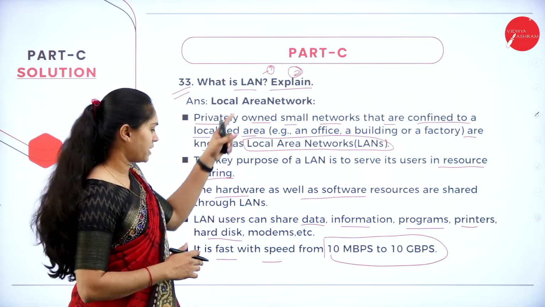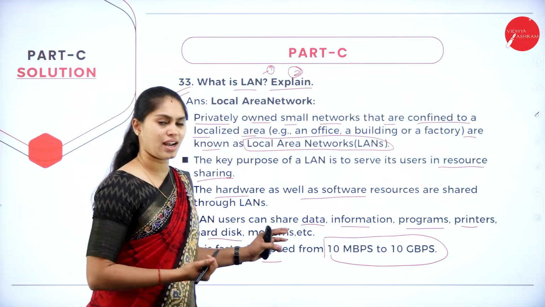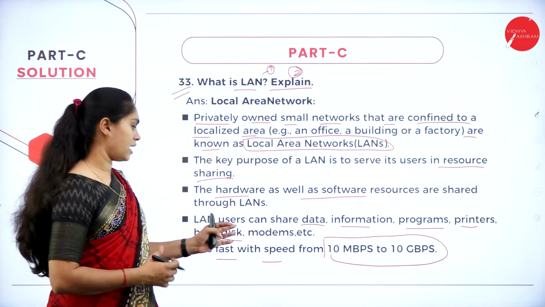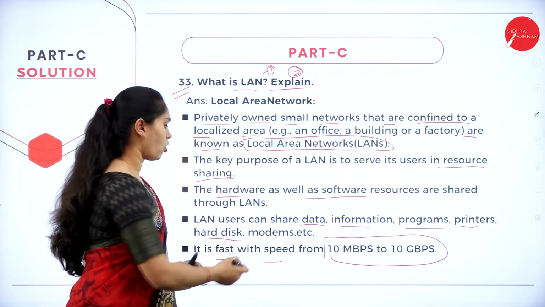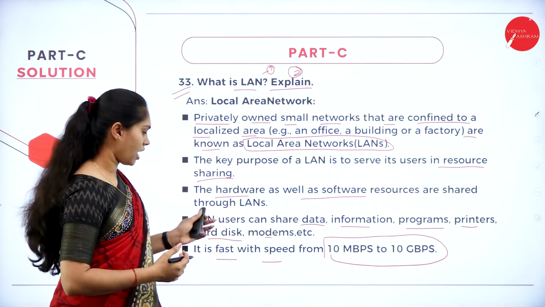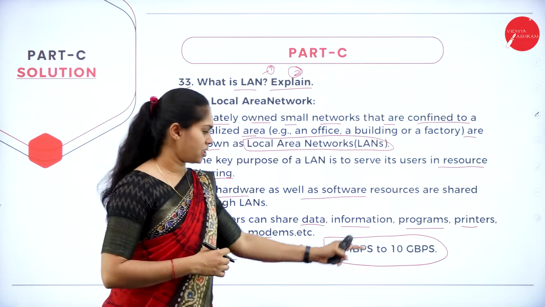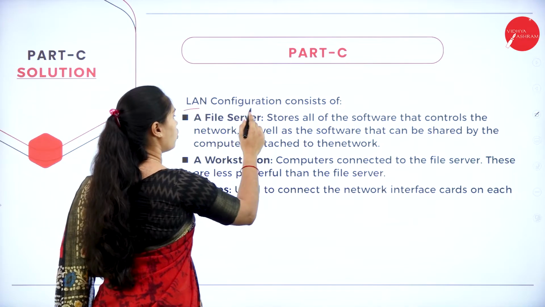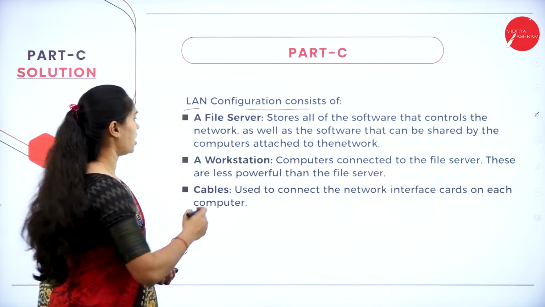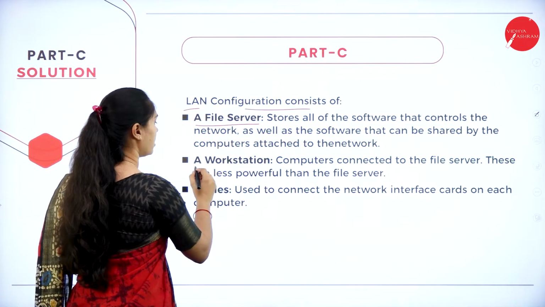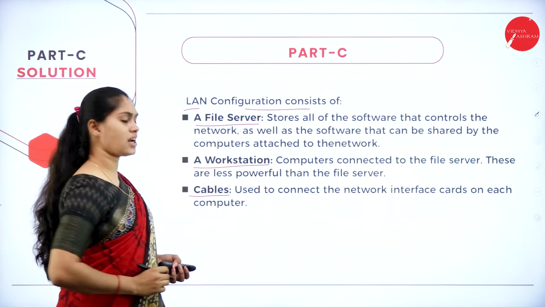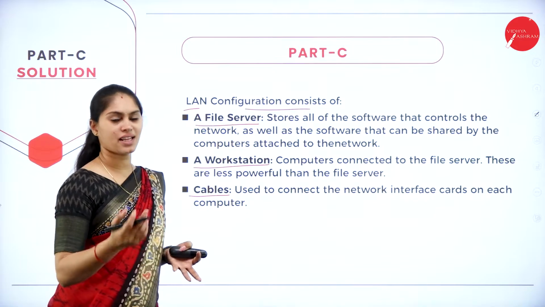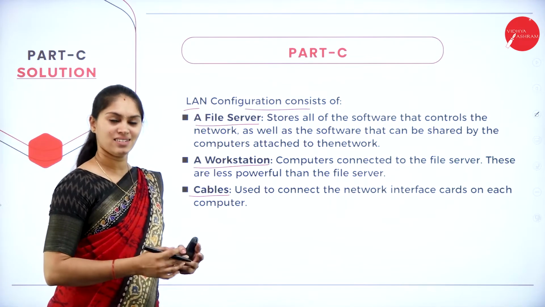By making use of this LAN, we can share information, data, printers and programs, and hard disks, memory and modems, and its speed will be 10 Mbps to 10 Gbps. And here LAN consists of 3 components. That is, it has a file server, a workstation and a cable. If you explain all these points, then there will be no doubt of getting 3 marks.